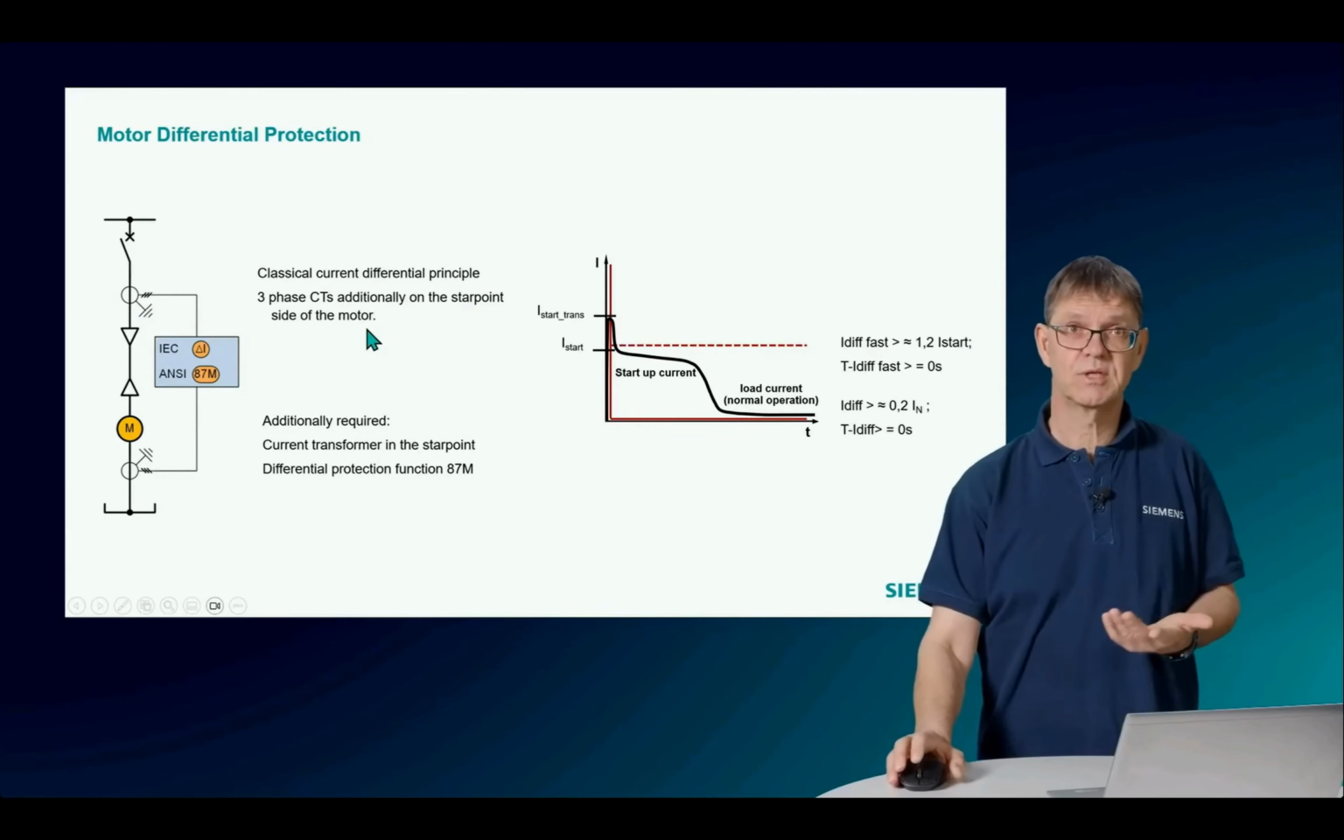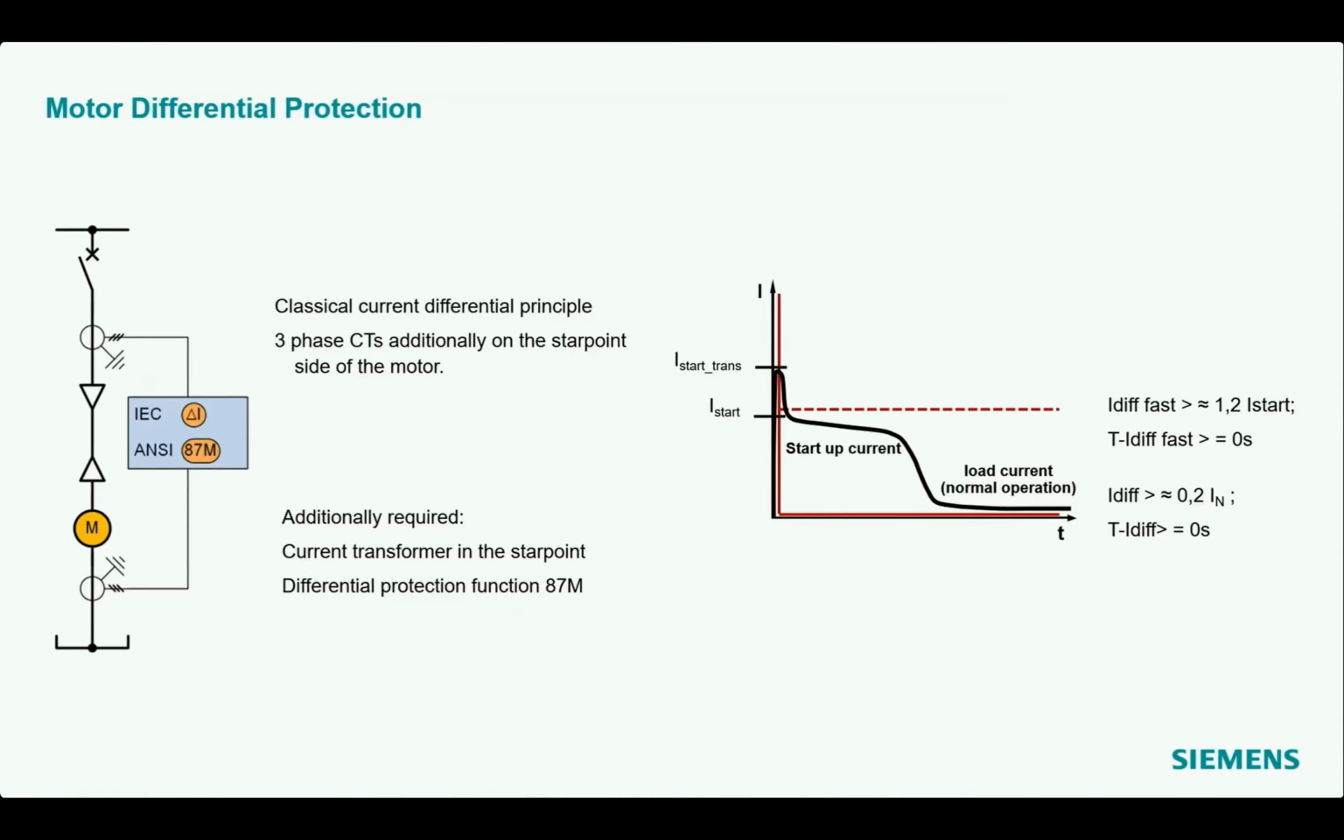Additionally, we could use our high set stage, which is designed to be very fast. Therefore, it does not have as many additional functions for stabilization as the sensitive stage. Therefore, I would recommend to put this over the starting current, the startup current, also with a time delay of 0. And again, this stage is a little bit faster than the other one, a couple of milliseconds, which I can save in case the fault current is really high.